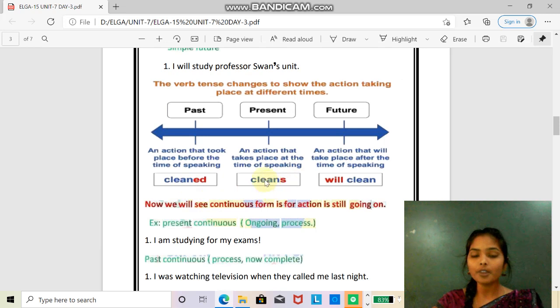Clean is the V1 form, and cleaned is the V2 form. Here, it is an action that took place before the time of speaking. This action has already been completed, so it is past. When it comes to the future, it is an action that will take place after the time of speaking. That action has not yet been completed, but it will be completed in the future.